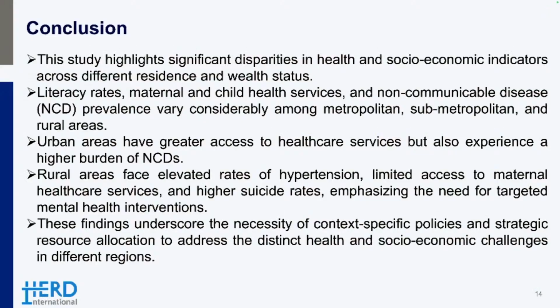To conclude, this study reveals significant disparities in health and socioeconomic indicators across Nepal. Literacy, maternal and child health services, and NCD prevalence vary widely between metropolitan cities, sub-metropolitan cities, and rural areas. Urban areas have greater access to healthcare services. Rural areas face elevated rates of hypertension and limited access to maternal health services. So these findings underscore the necessity of context-specific policies and strategies, and resource allocation to address distinct health and socioeconomic challenges.